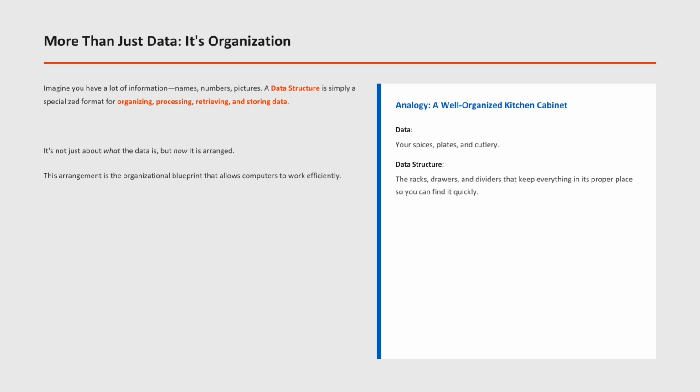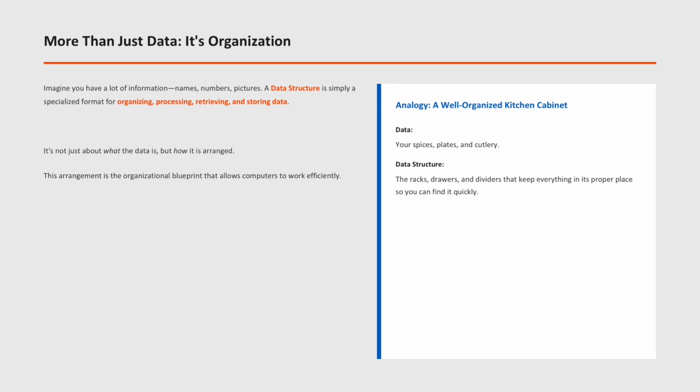And the sources give us this fantastic analogy to visualize it. The kitchen cabinet. The kitchen cabinet, exactly. So your data is all your ingredients, the spices, the plates, the forks and knives. And if you just throw all that into a drawer, you have the data, sure, but it's a total mess. You can't find anything. You can't. So the data structure is the spice rack, the plate stacker, the little dividers in your cutlery drawer. It's the system that puts everything in a specific place, so you can grab it instantly when you need it.